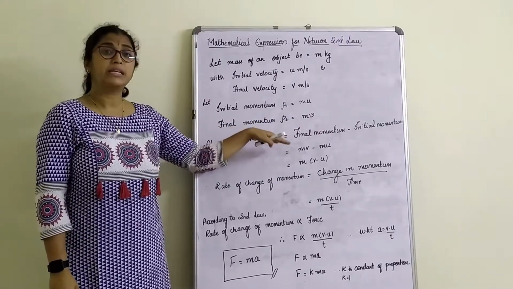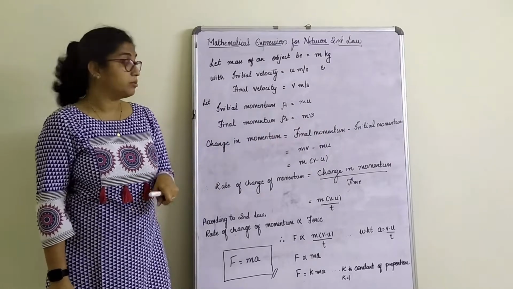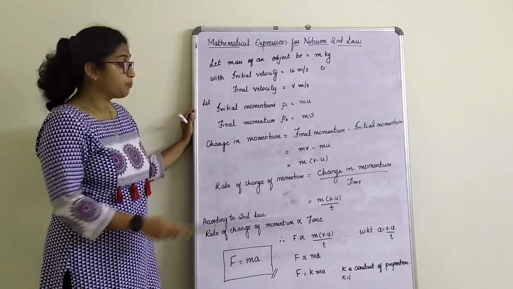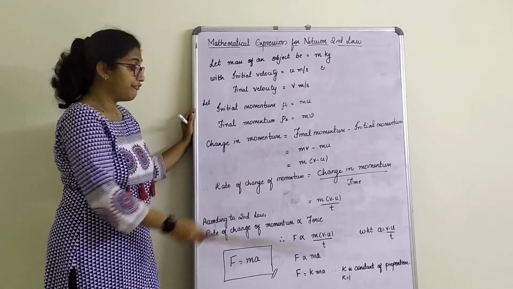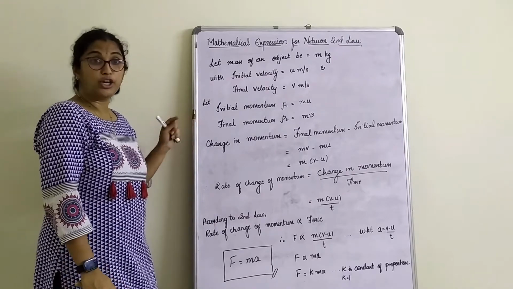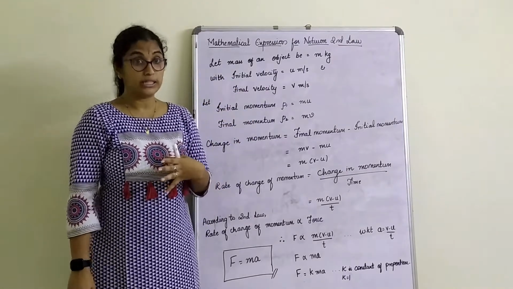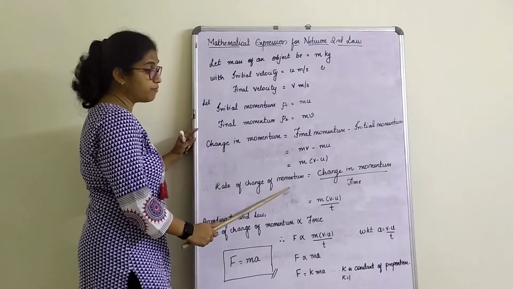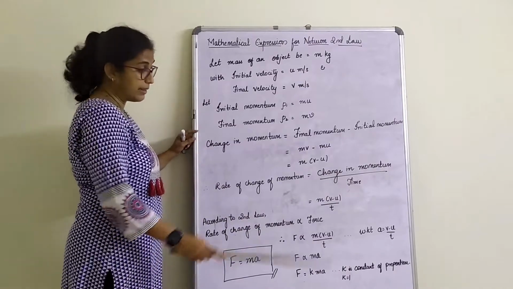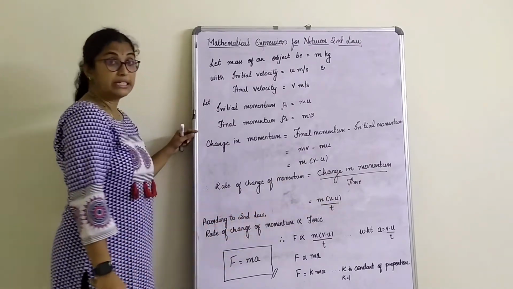Change in momentum is given by final momentum minus initial momentum. That is nothing but mv minus mu. So I can take m common: m(v minus u). So rate of change of momentum. We always know that rate is always with respect to time. So rate of change of momentum is given by change in momentum upon time. That is nothing but m(v minus u) upon t.